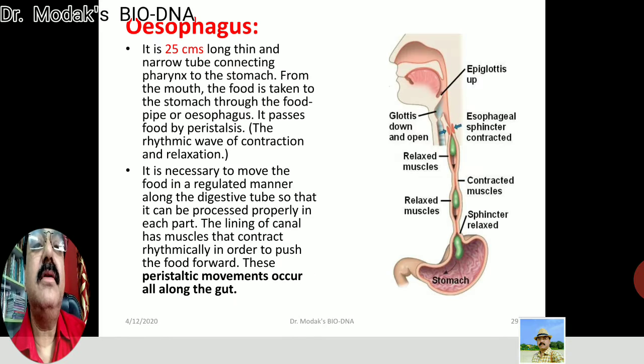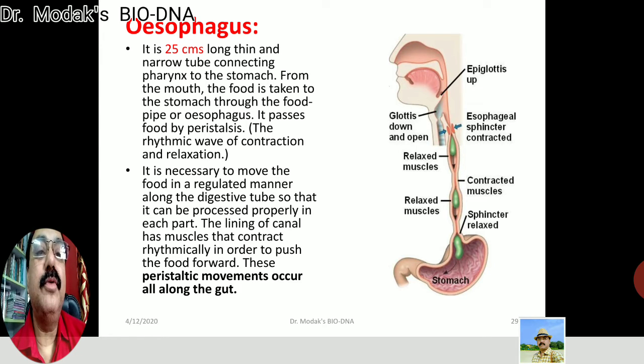Then let me go further. We will talk about the esophagus. Esophagus is a 25 centimeter long, thin and narrow tube connecting the pharynx to the stomach. From the mouth, the food is taken to the stomach through this food pipe or esophagus.